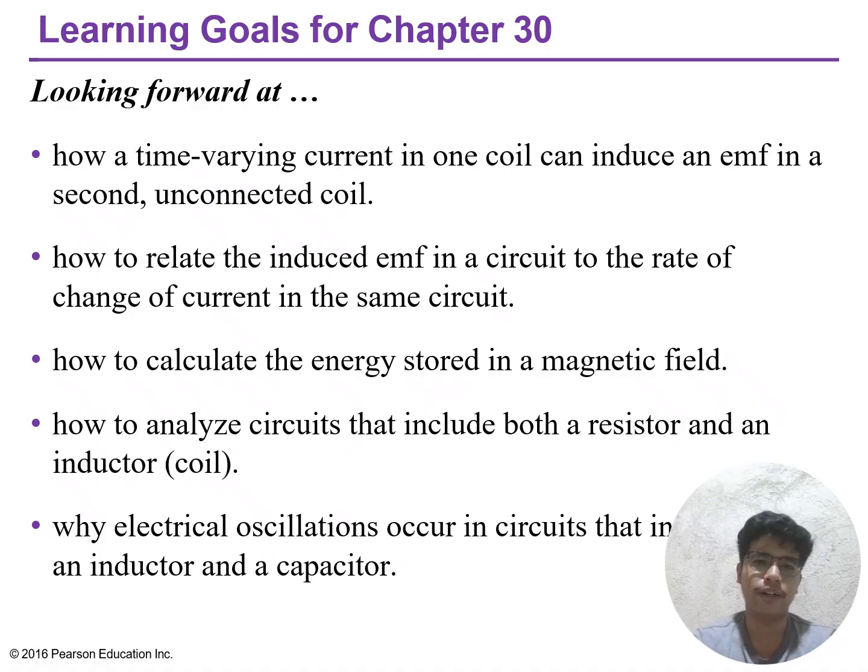Before we proceed to our main discussion, let us first know our learning goals for this chapter. So we are looking forward at first to how a time-varying current in one coil can induce an EMF in a second unconnected coil. Second, how to relate the induced EMF in a circuit to the rate of change of current in the same circuit. Third, how to calculate the energy stored in a magnetic field. Fourth, how to analyze circuits that include both a resistor and an inductor, or the coil. Then the last one is why electrical oscillations occur in circuits that include an inductor and a capacitor.